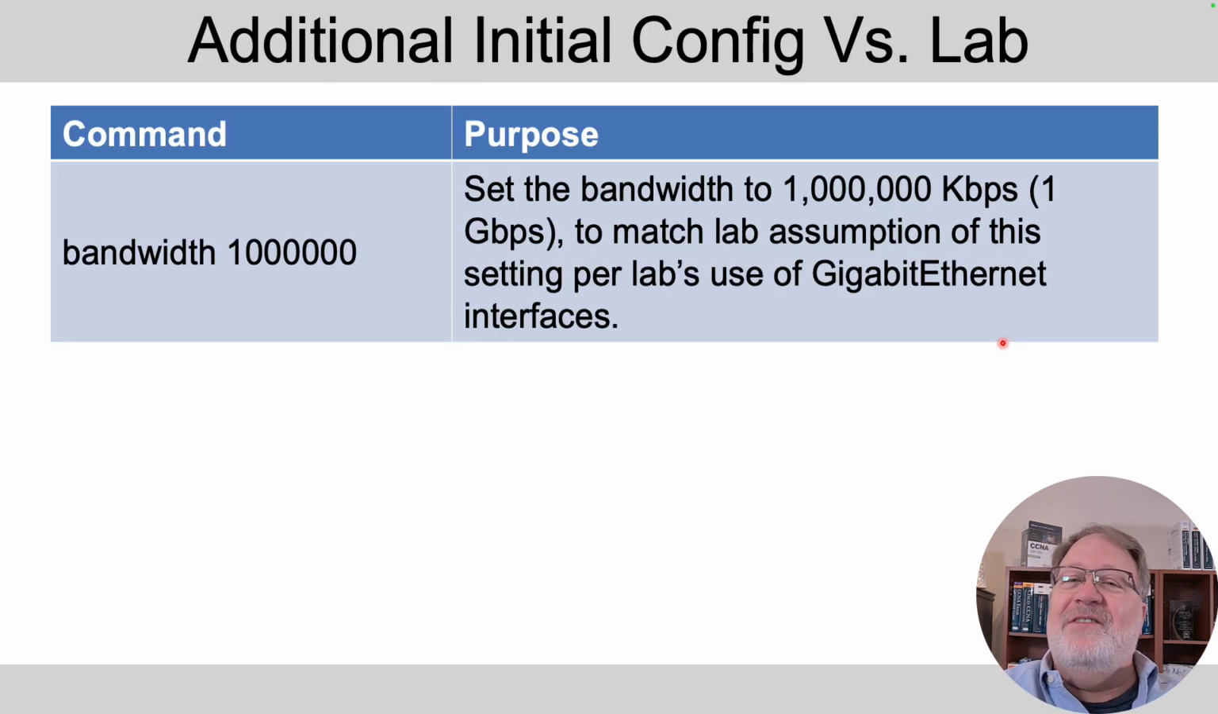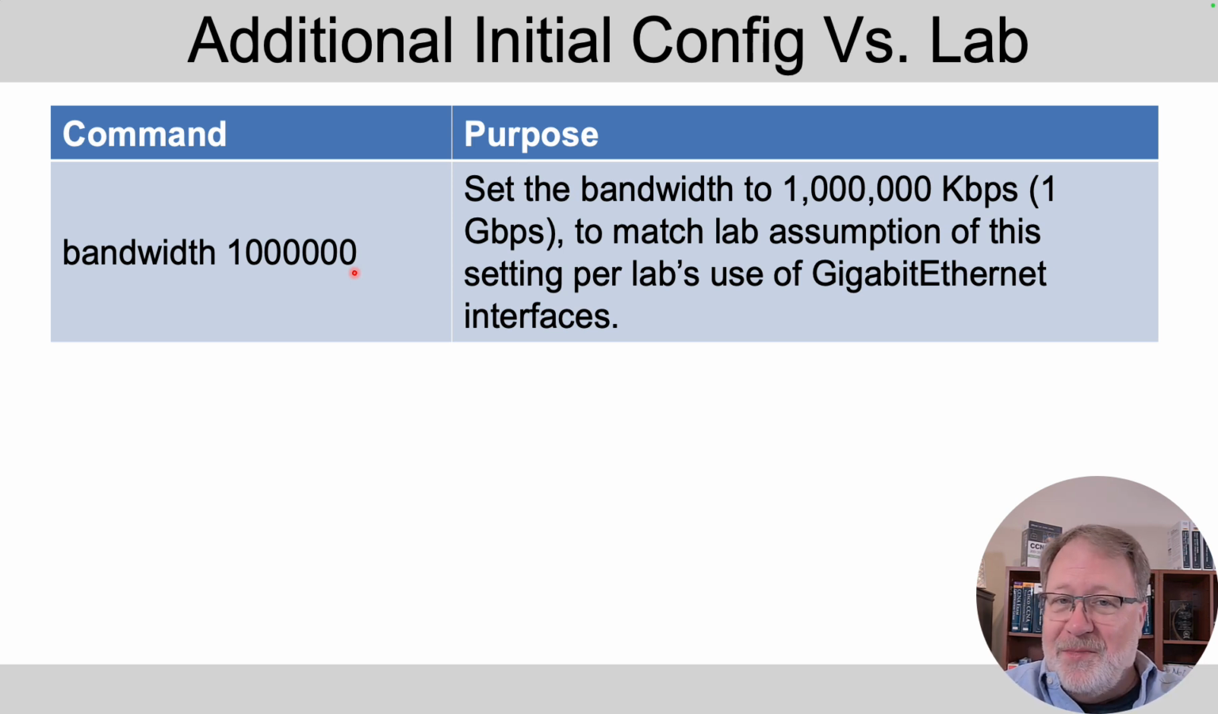The other is I've added some extra config on all the interfaces on all 4 routers, specifically the bandwidth 1000000 command. So bandwidth is an interface setting that by default tends to match the physical speed of the interface. So the lab was written assuming 1 gigabit interfaces. So the bandwidth ended up being defaulted to 1,000,000 kilobits per second, which is equal to 1 gigabit per second. 1 million kilobits is 1 billion bits or 1 gigabit.